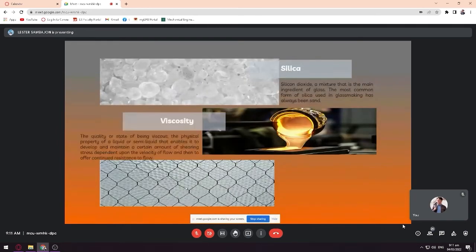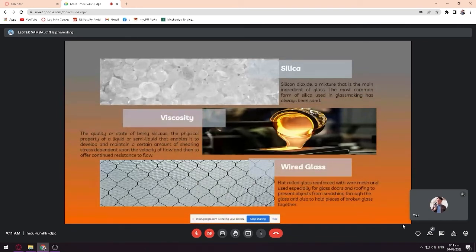Next would be silica. Silica or silicon dioxide is a compound that is the main ingredient of glass. The most common form of silica used in glass making has always been sand. Next is viscosity. Now, the quality or state of being viscous, the physical property of a liquid or semi-liquid that enables it to develop and maintain a certain amount of shearing stress dependent upon the velocity of flow and then to offer continued resistance to flow.